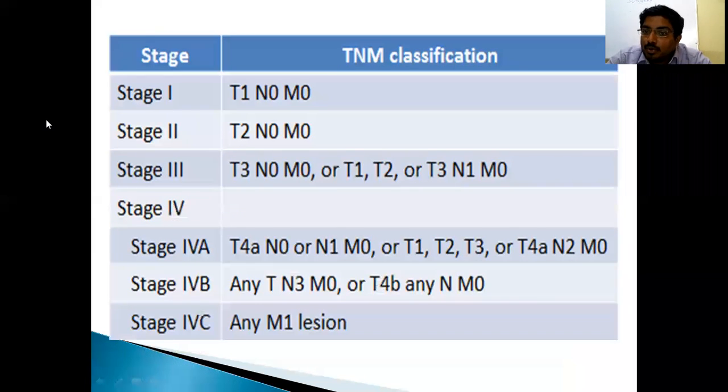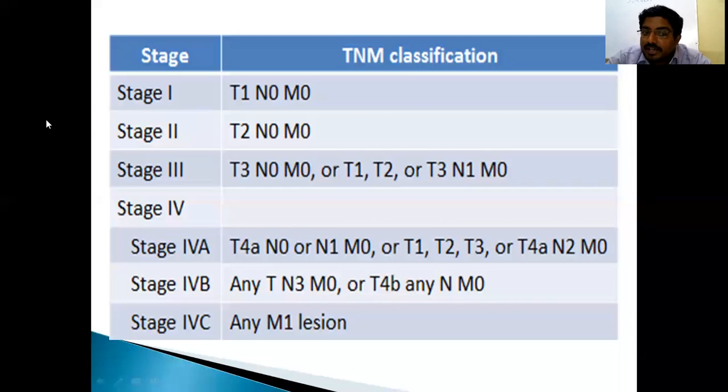Stage 2, T2, N0, M0. What is T2? The size of the tumor is more than 2 centimeters and less than 4 centimeters. Stage 3 is T3, N0, M0 or T1, T2, T3, N1, M0. T3 is more than 4 centimeters, less than 6 centimeters. And T3 with N1. N1 means what? It is an ipsilateral single lymph node less than 3 centimeters.